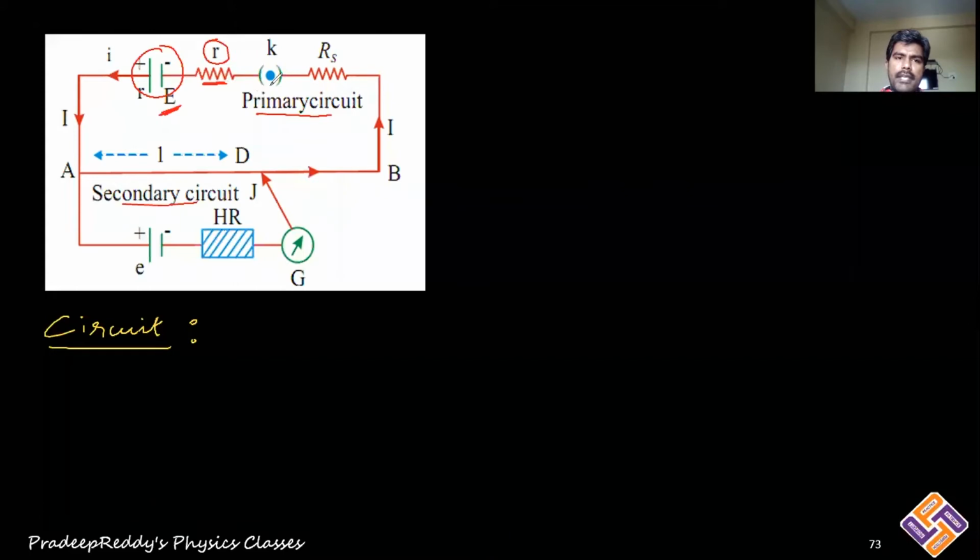There is a tap key here. This is a plug key or tap key, anyone you can use. And here is a series resistor which is connected in series with the battery and wire. Here is wire AB. Now, the primary circuit consists of a standard battery with some internal resistance r along with a series resistor connected to a wire AB.